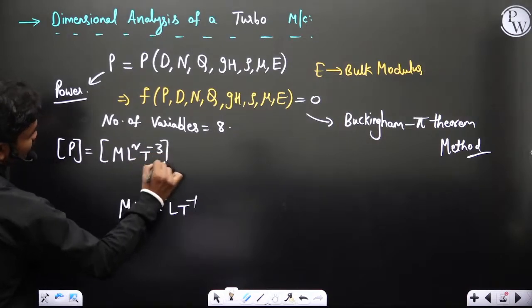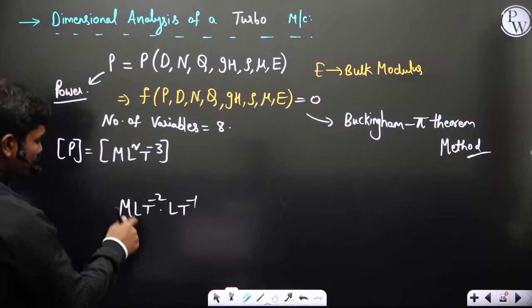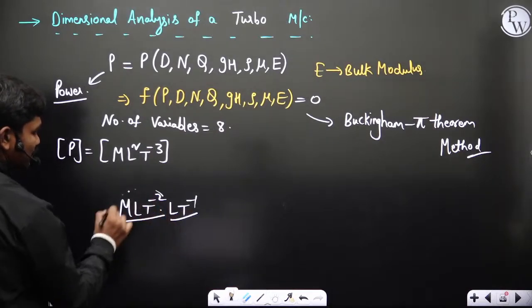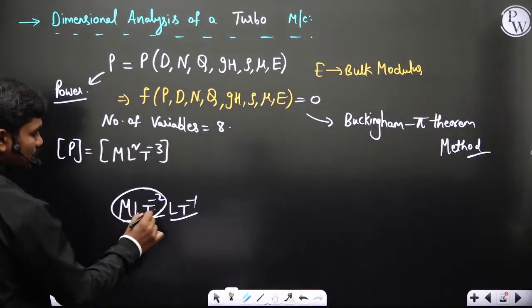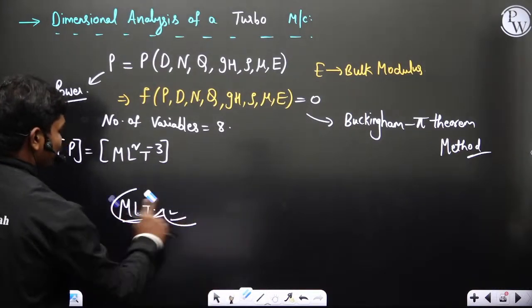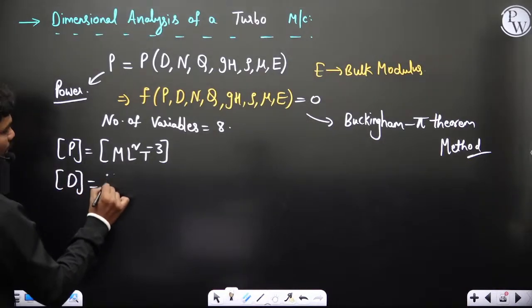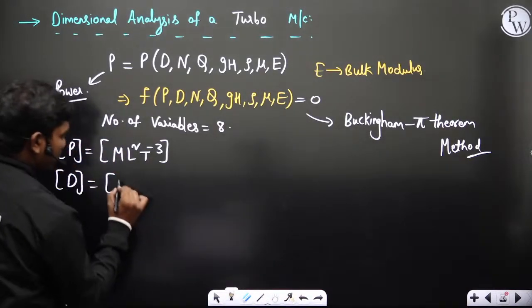You should be very careful, guys. If you make any mistake when writing the dimensions, the calculations will change. So let's be careful. Force into velocity. Force is M L T power minus 2, mass into acceleration. This is velocity, meters per second. So M L square T power minus 3. Then diameter is very simple. It's meters, which is L.